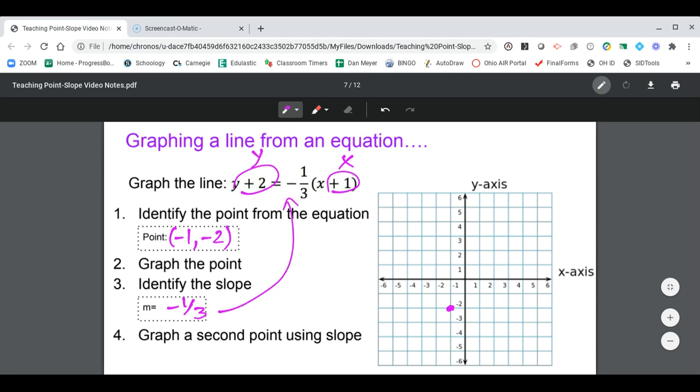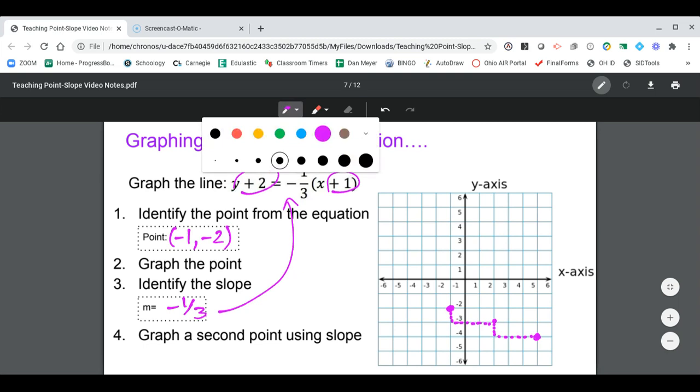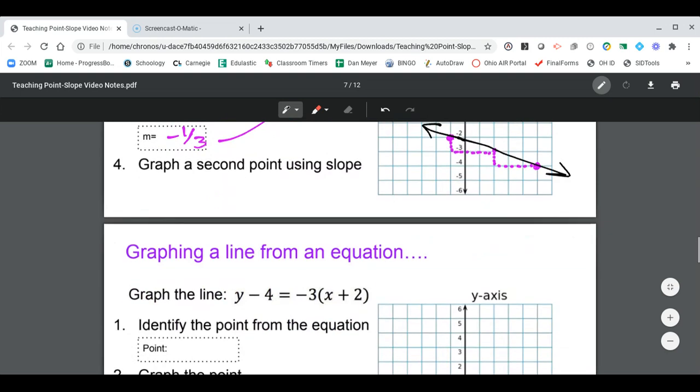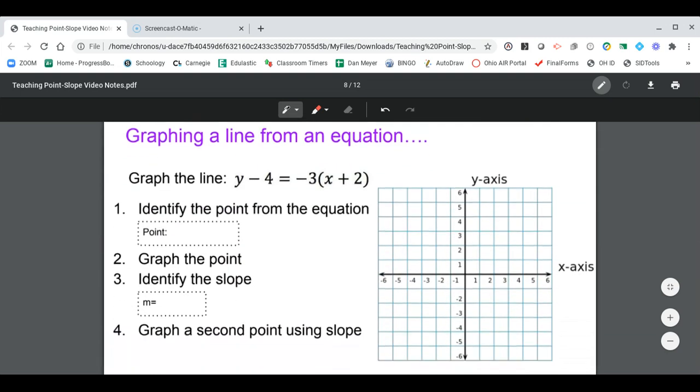So from the point I graphed, not from the origin, from the point I graphed, I'm going to go not up 1, but down 1 because it's a negative, and then to the right 3. So I go down 1 to the right 3, down 1 to the right 3. And then from there, you can put your line. Make sure you've got arrows through it. There we go. All right, last one. Pause. Everybody needs to do this one on their own and then press play when you're ready.